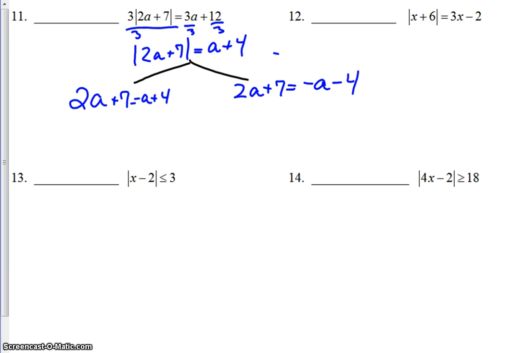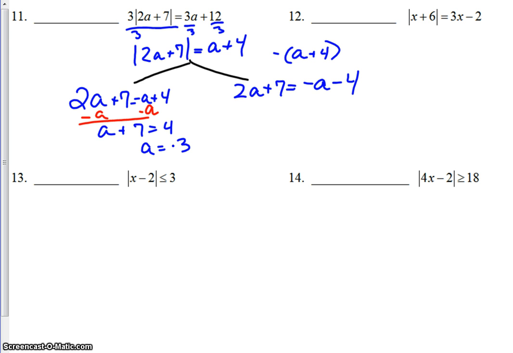So technically this is what I did here. I did this, a plus 4, and it was the opposite of it. So I subtracted both the a and the 4. In this case, to solve it, I'm going to take away an a from both sides. And so then I'm going to have a plus 7 equals 4. Take away 7 from both sides, a would equal -3.